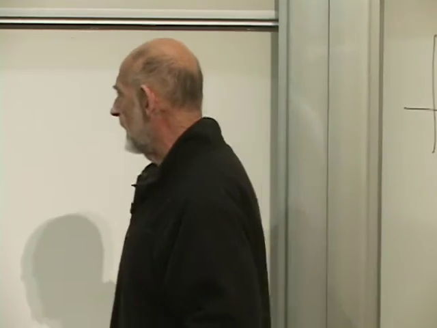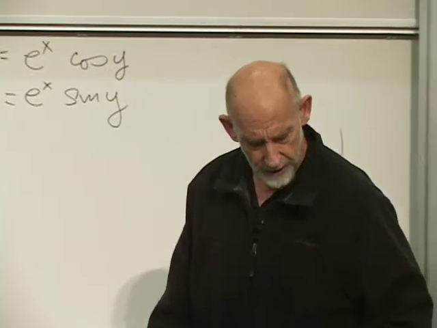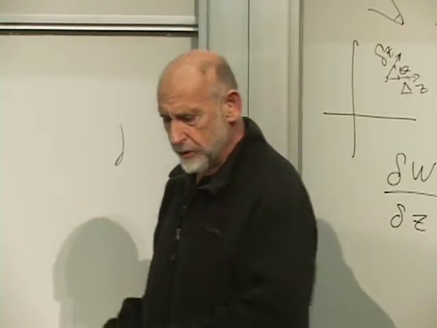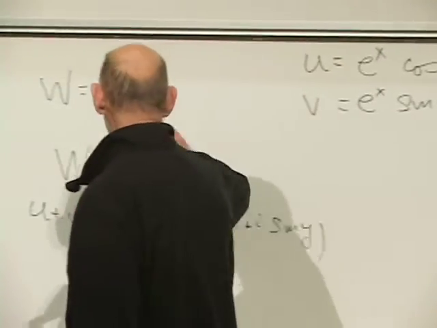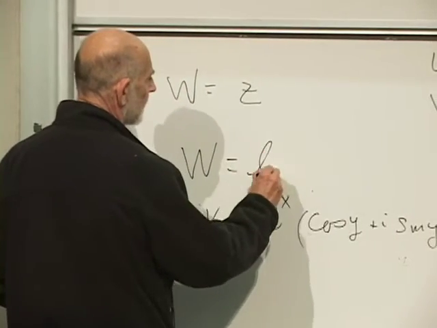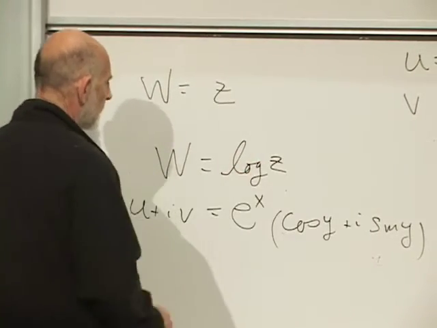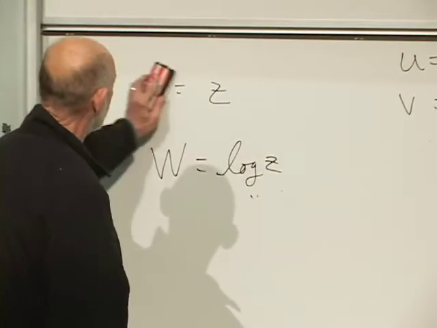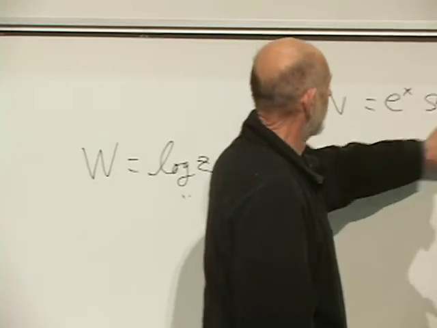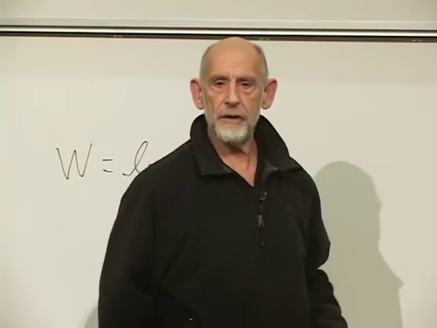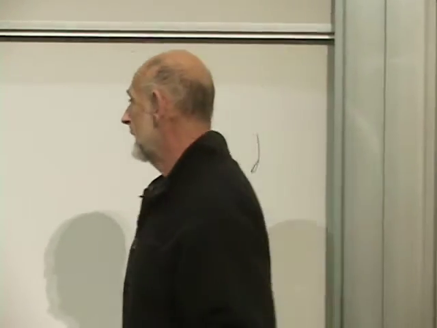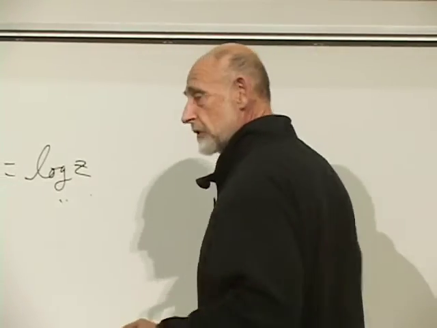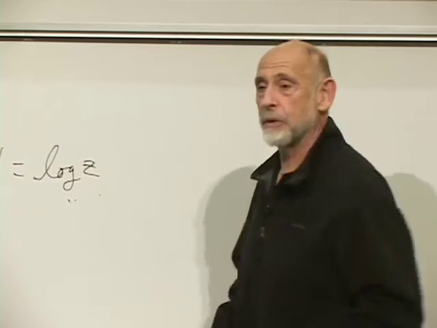Okay, I took w equals e to the z. Let's take w equals logarithm of z. That's the inverse function. And let's see if we can see how this mapping works. This is an important mapping in string theory. In particular, I'm going to apply this mapping to the half plane.